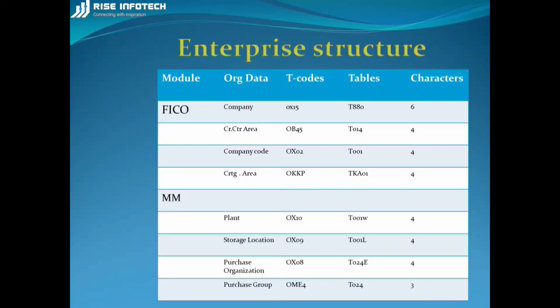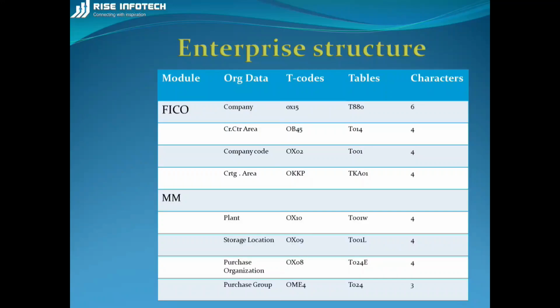It allows company codes. Company code is a legal entity within a company for which financial statements are prepared. For company code creation, the T-code is OX02. The table for company code is T001, and it has 4 characters. Controlling area is the organizational unit used for cost accounting and management accounting. For creation of the controlling area, the T-code is OKKP, and the table for controlling area is TKA01, and it has 4 characters.